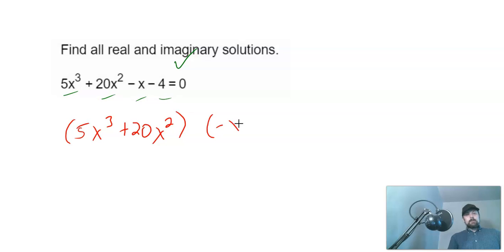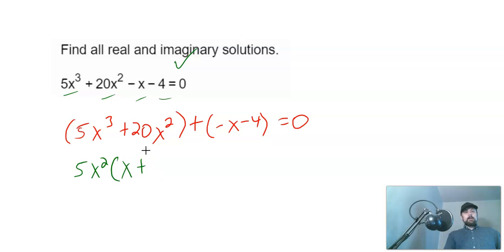And then group the second two terms together, and we talked about this in the last video. You leave the minus sign with the x inside the second group. And you always start with a plus sign between the two groups. And then you factor out the common factor. So the common factor in the first group would be 5x squared. And that's going to leave me with x plus 4 from the first group.